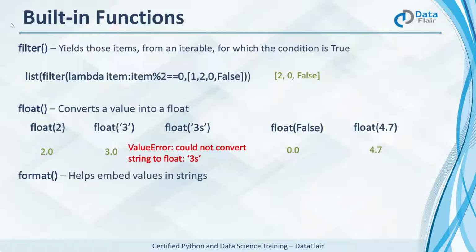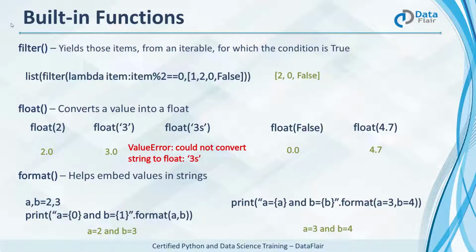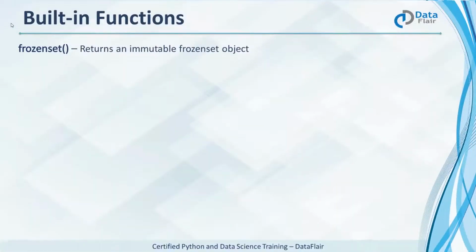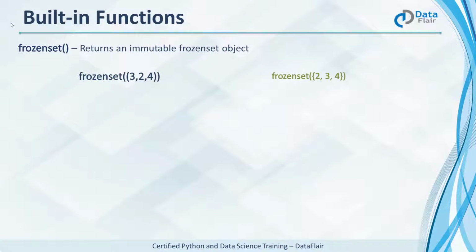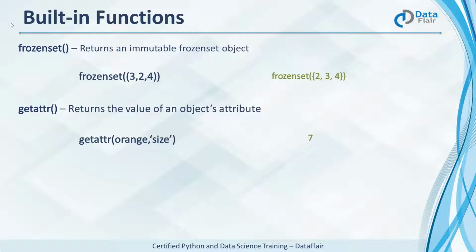Format lets us embed values in the middle of strings. This is string interpolation. A and B are 2 and 3. Print A is 2 and B is 3. We can also provide default values to A and B in format. Frozenset returns a frozen set object that is also immutable. And getattr returns the value of an object's attribute. The size for orange is 7.